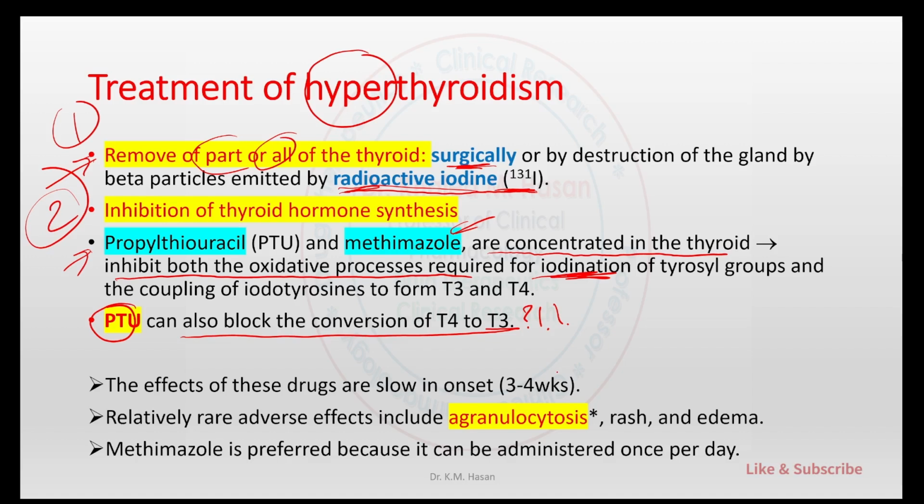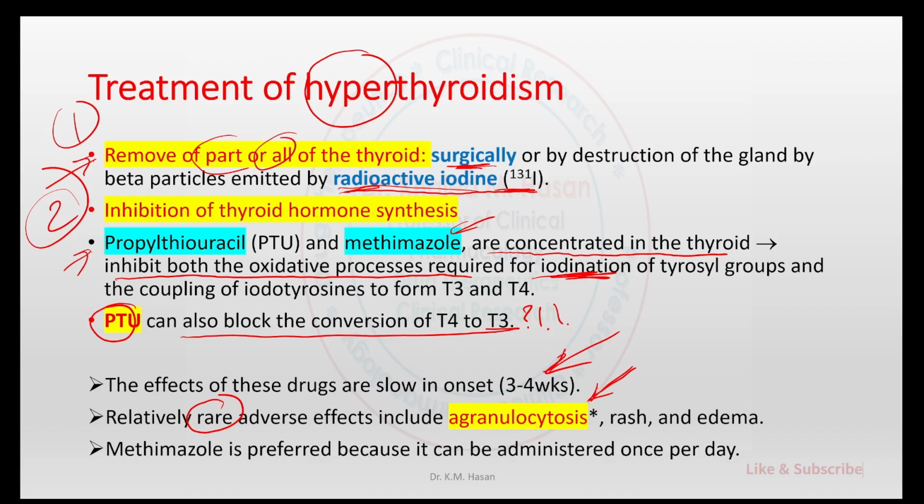This medication needs at least 3 weeks to 1 month to see its effect. Another situation here: this medication carries the risk of agranulocytosis, which means a decreased number of white blood cells, and here especially we talk about granulocytes. So this is rare, but it could be a life-threatening side effect, or could lead to life-threatening infections.